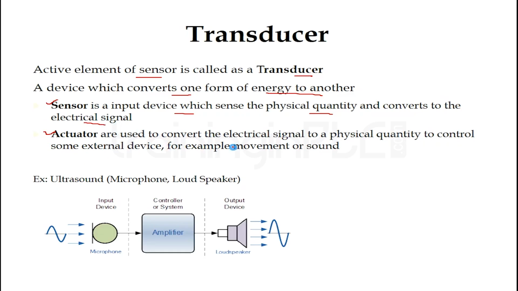Actuators are used to convert electrical signals to a physical quantity to control some external devices, for example, movement or sound. Here you can see the example of a microphone and loudspeaker. The microphone here is a sensor which senses the voice, and it will amplify or control it and give it to the output device, that's a loudspeaker. This is an actuator.